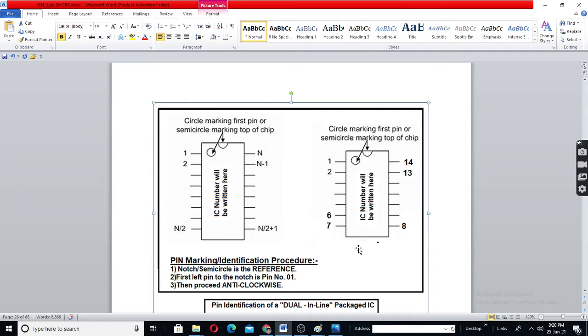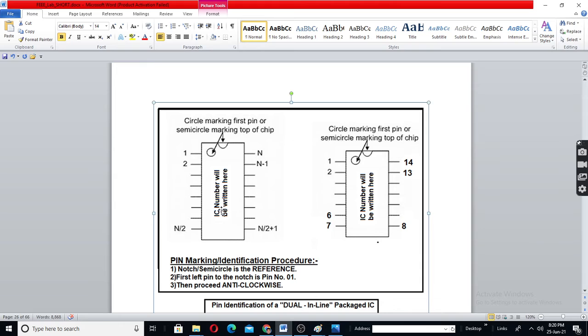See, this is a 14 pin IC: 1, 2, 3, like this, like this. Notch, first left pin. Sometimes there will be a circle marking on pin number 1. Sometimes you will not see this. Sometimes you may not see the notch, only this will be there. Whatever it is, if there is only one mark, it is enough for identification. If there is no notch but there is a circle, understand that it is pin number 1. Then proceed anti-clockwise.